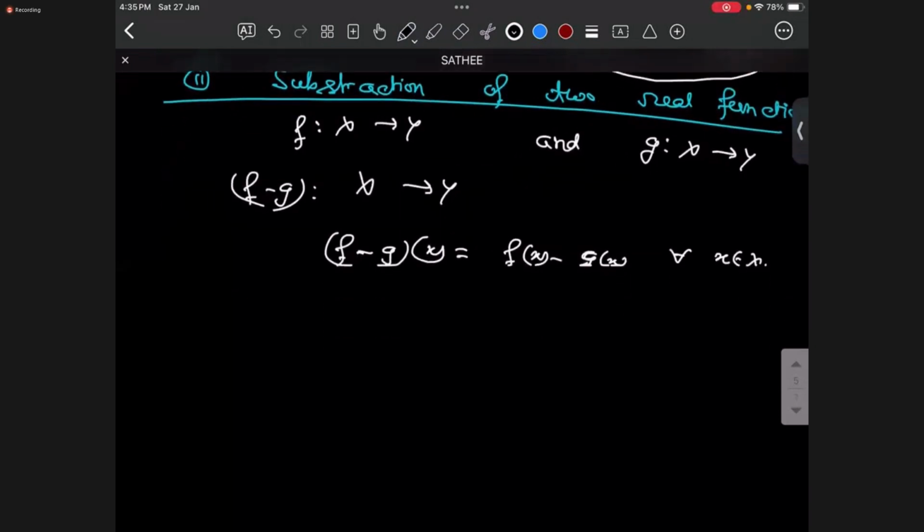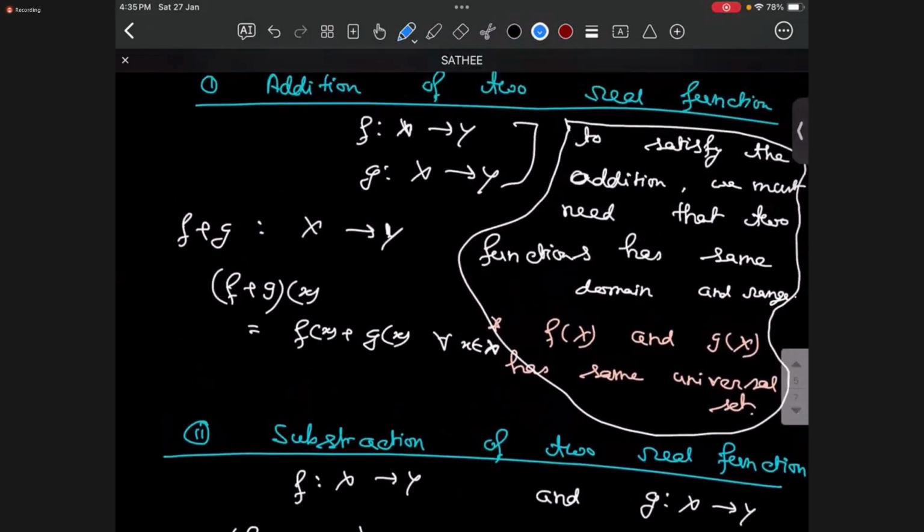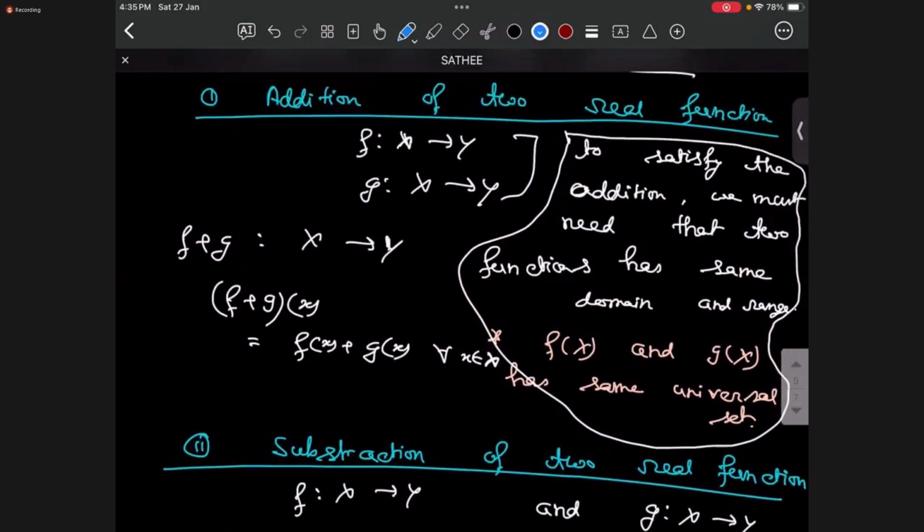Now, how can we define multiplication? Check one thing: for addition and subtraction, we just change the sign from plus to minus, and all the other conditions must be satisfied by the same two functions. Otherwise, we can't define the subtraction of two functions.